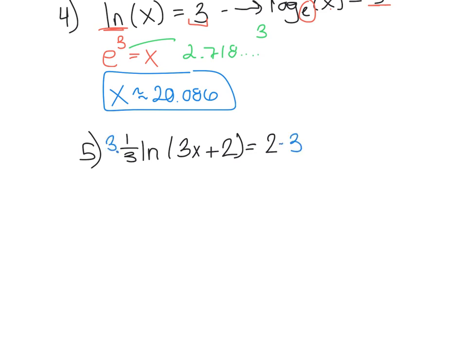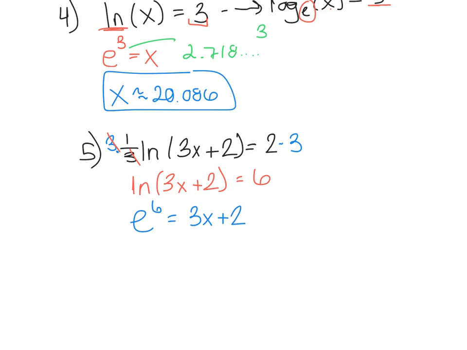When I do that, this 3 and this 3 cancel out. I'm left with the natural log of 3x plus 2 equals 6. And then here we just have natural log of something equals a number. Well, this is the perfect situation to rewrite this. The base of the log to the power of 6 equals 3x plus 2. What is the base of natural log? Hopefully you just said e raised to this power of 6 equals 3x plus 2.